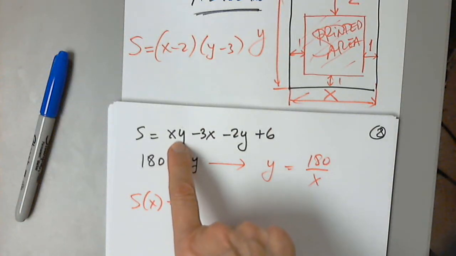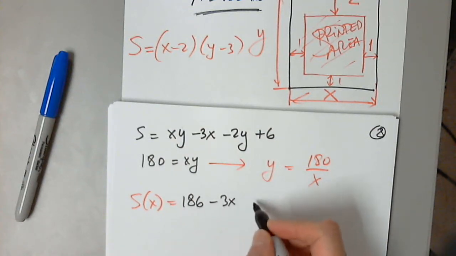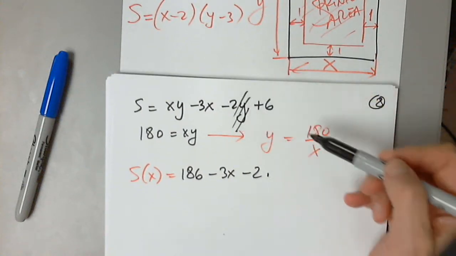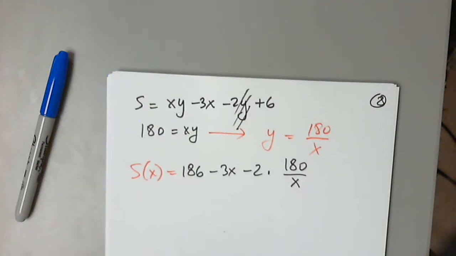So this is going to be 180, because that's what we see here, plus 6, 186, minus 3x, minus 2, and I replace y by 180 over x. So x times y was 180, and I added 6 to it. I copied negative 3x, I copied negative 2, and I replaced y by what we just determined it to be, right? 180 over x. Everything okay so far? Yes, everyone? Yes? Okay.